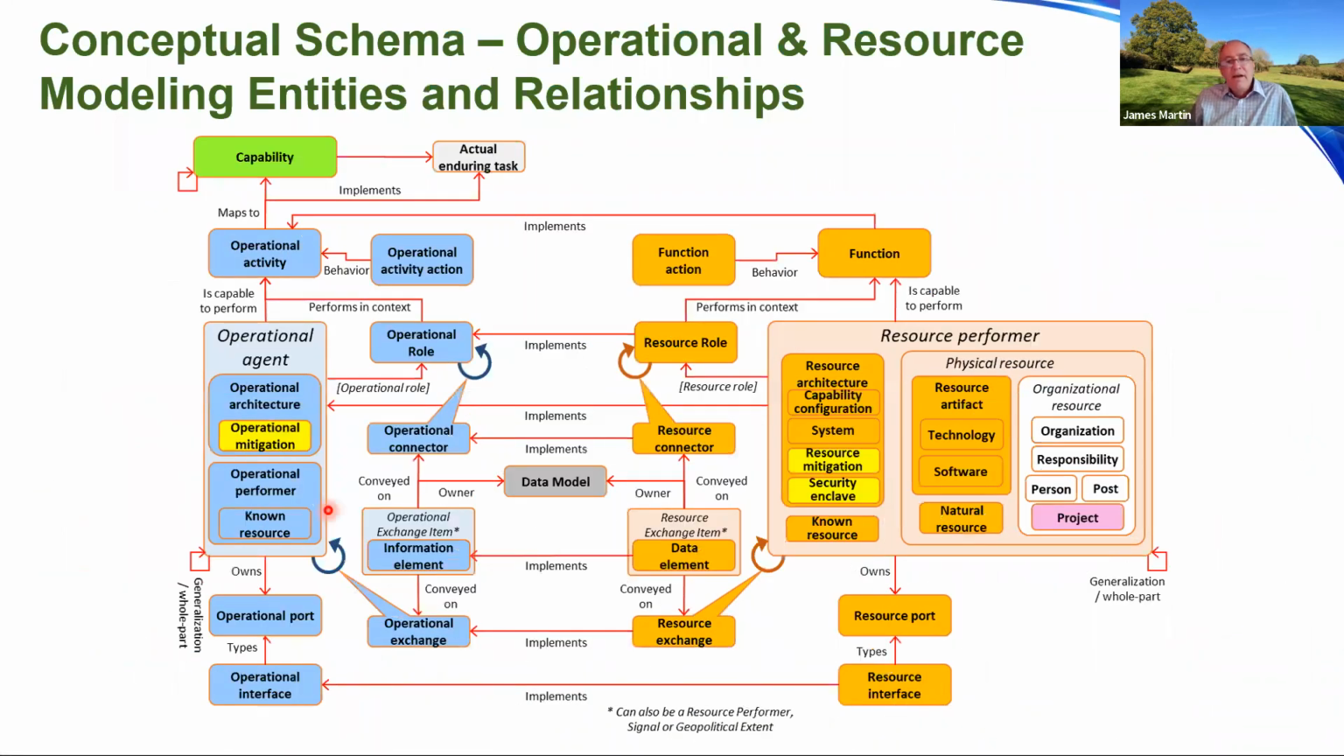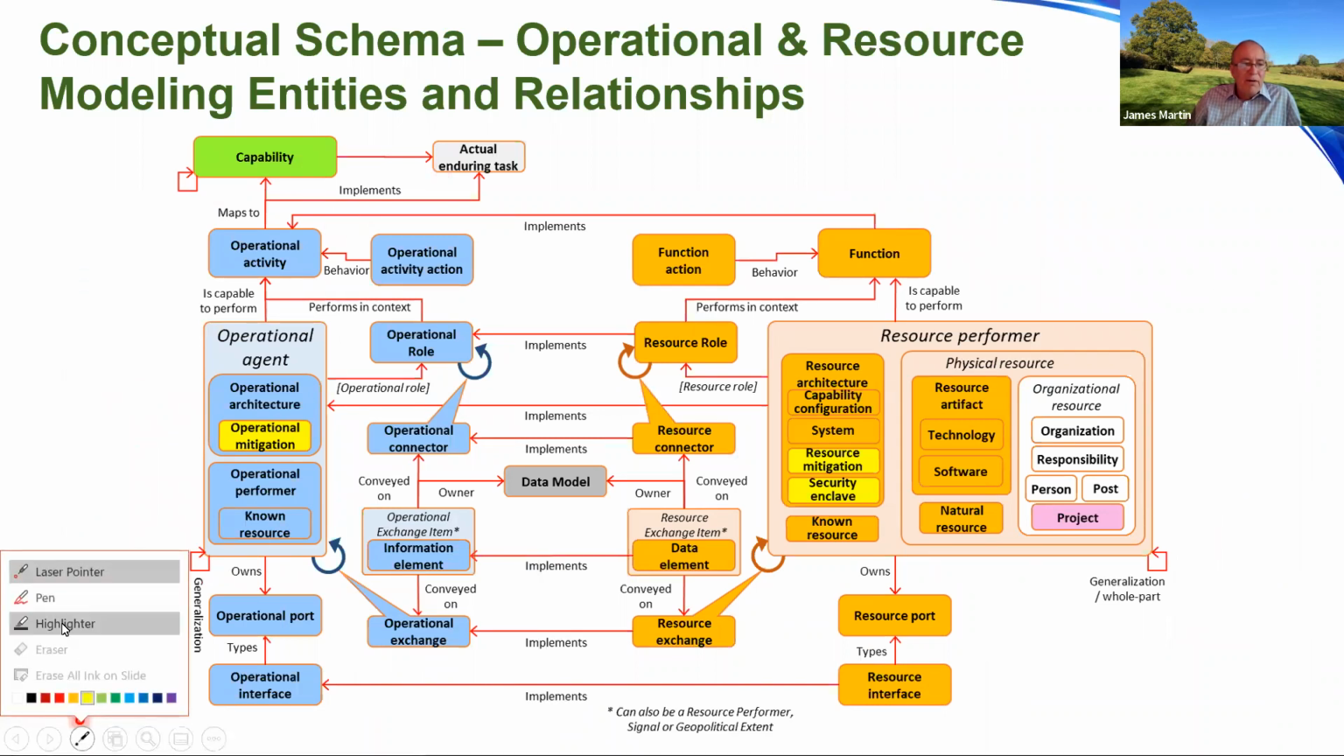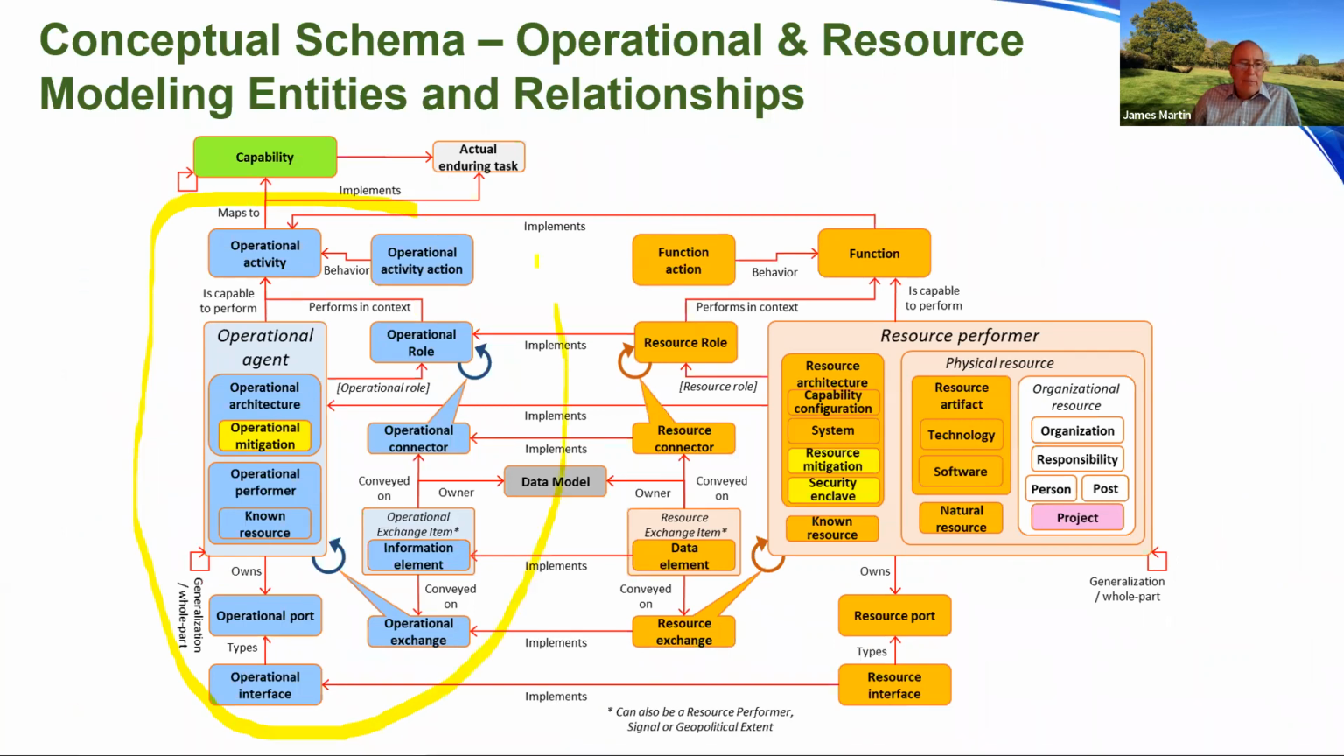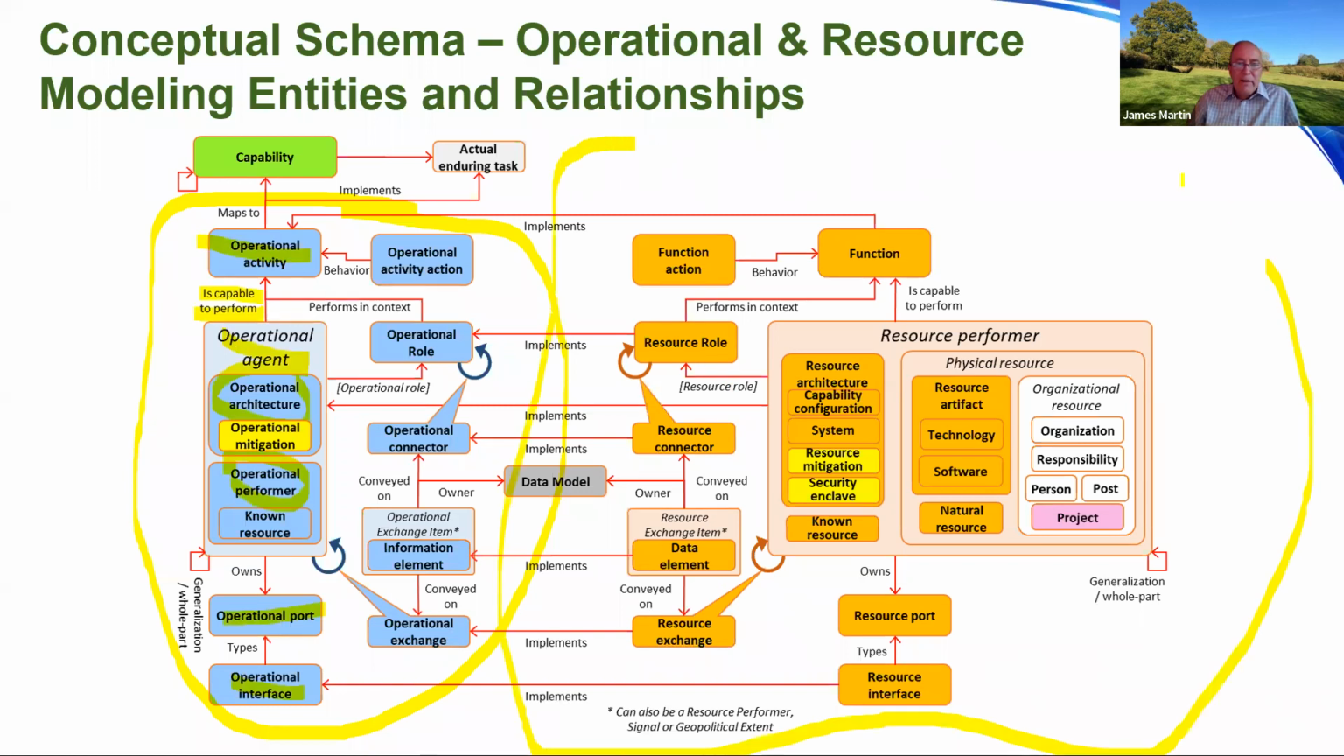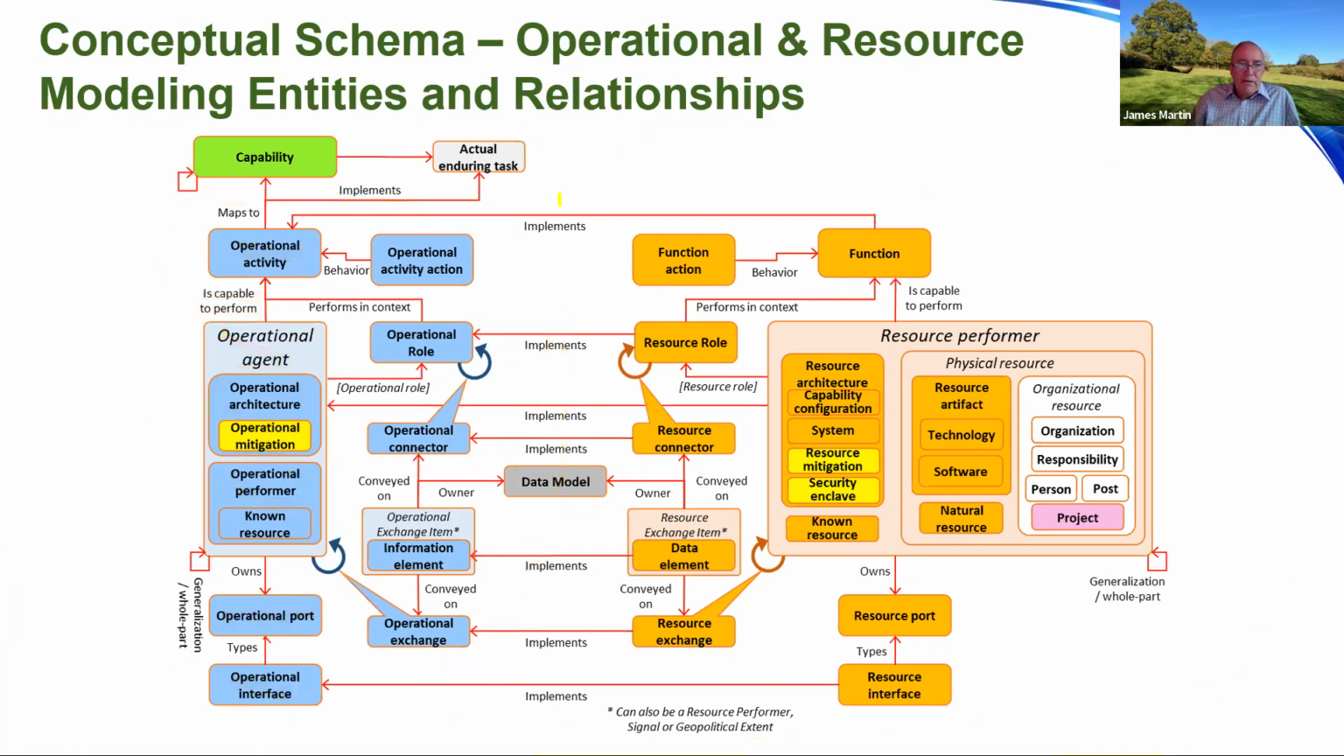So within the operational architecture chapter, we provide this conceptual schema. You might be wondering, why are we showing more than just the operational architecture elements? So here are the operational architecture elements. There's generally operational agents, which can be an operational performer or an operational architecture. And those two kinds of operational agents are capable of performing an operational activity. And those agents can own a port typed by an interface. And the reason we put this over here is because these are the resources that can implement. So you see implement. Everything on the right can implement things on the left.